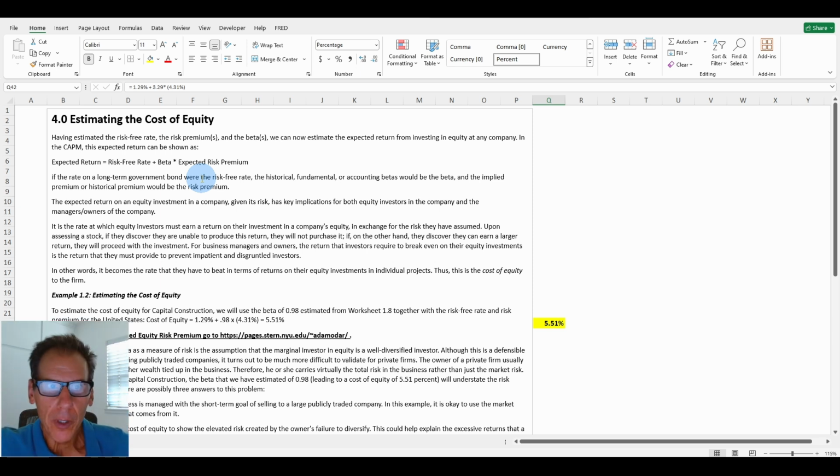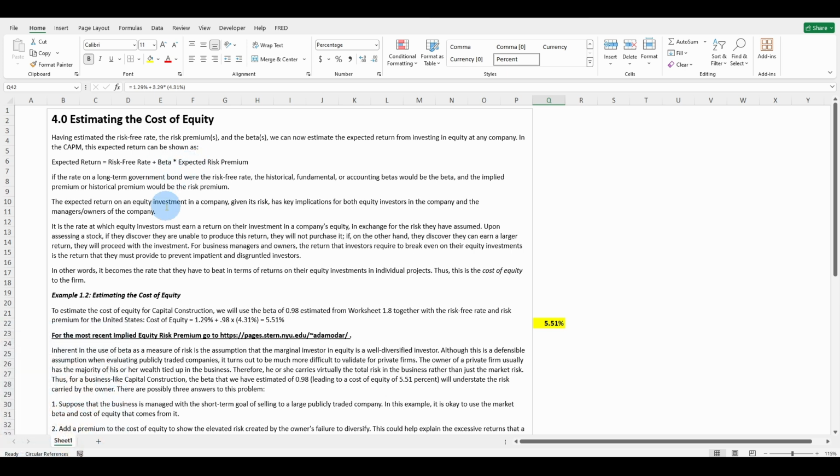Having estimated the risk-free rates, the risk premium, and the betas, we now estimate the expected return from investing in equity at any company. In the CAPM, this expected return can be shown as: expected return is equal to risk-free rate plus beta times the expected risk premium. If the rate on a long-term government bond were the risk-free rate, the historical, fundamental, or accounting betas would be the beta, and the implied premium or historical premium would be the risk premium.